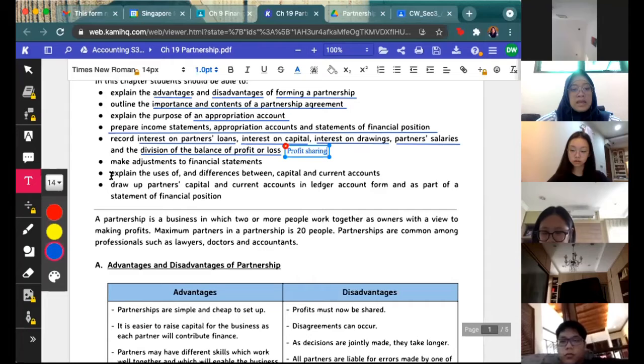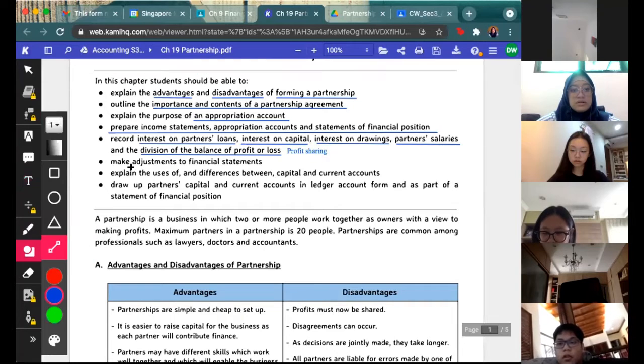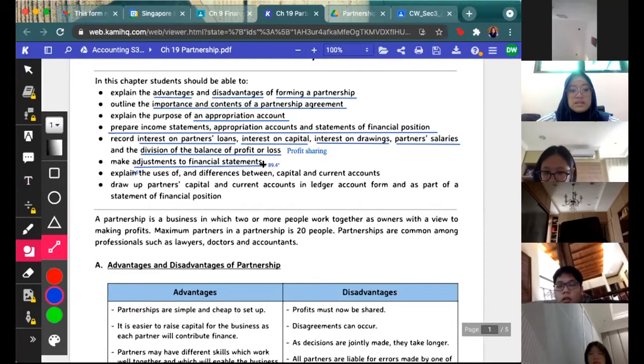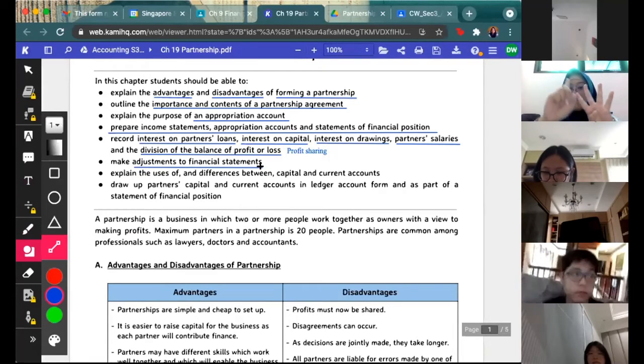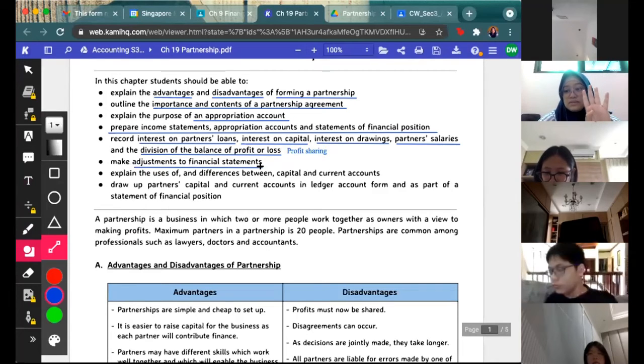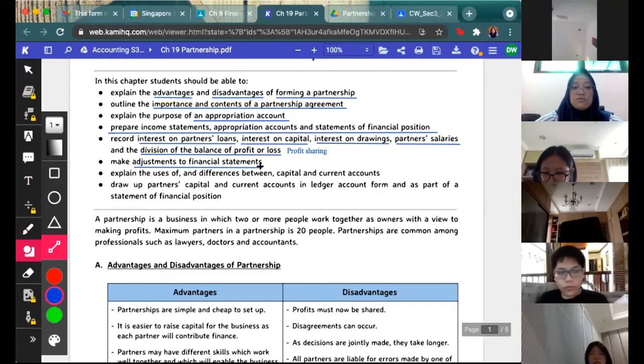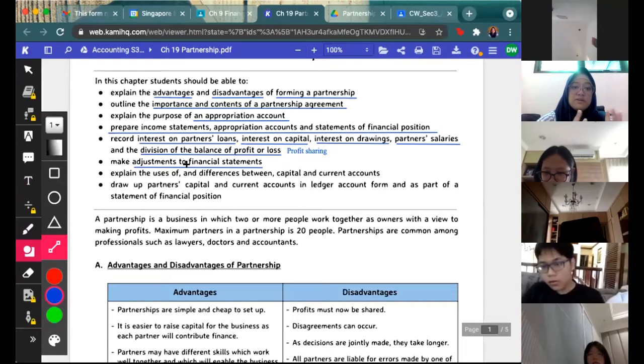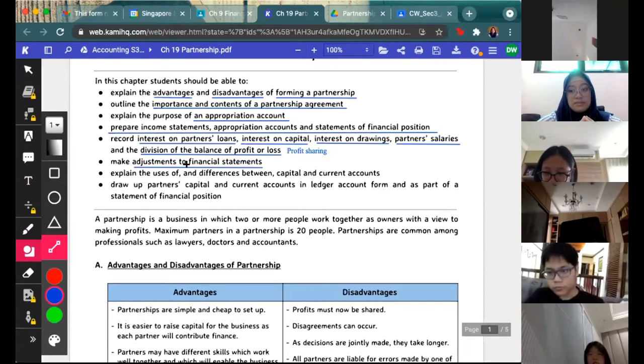And then we also learn adjustments to the financial statements. We have learned about adjustments before. What is actually an adjustment? Accrued, prepaid, depreciation, provision for doubtful debts. All of these are adjustments. So we still carry over previous chapters into this chapter also.